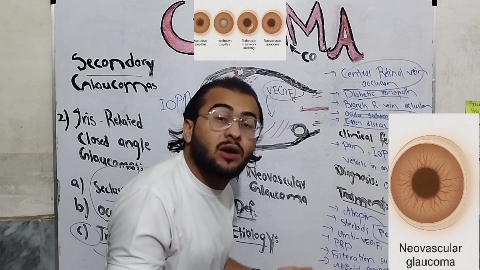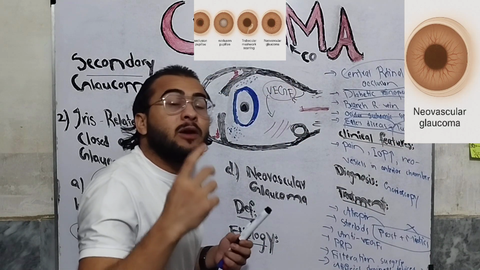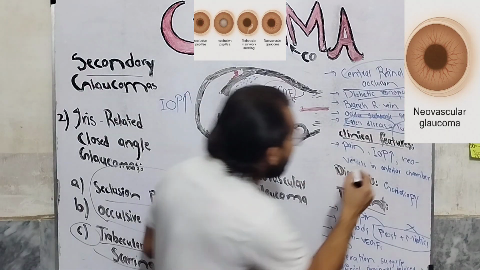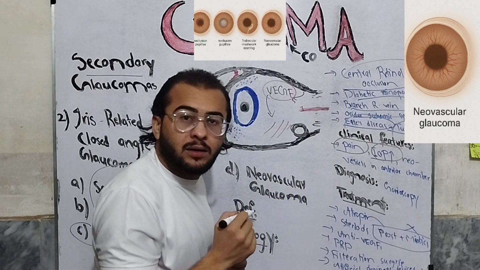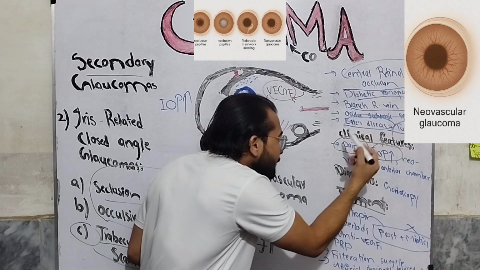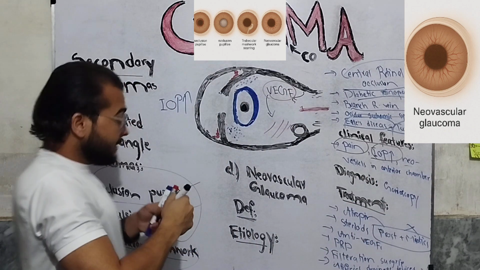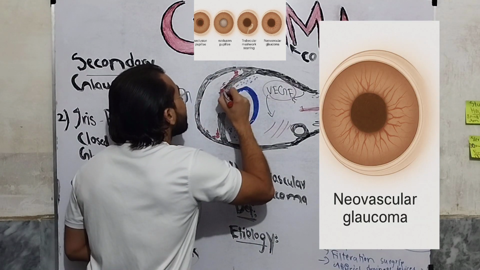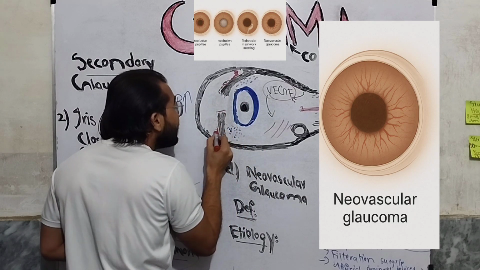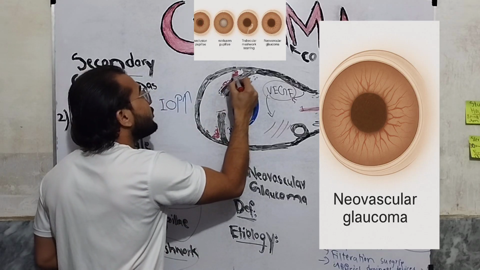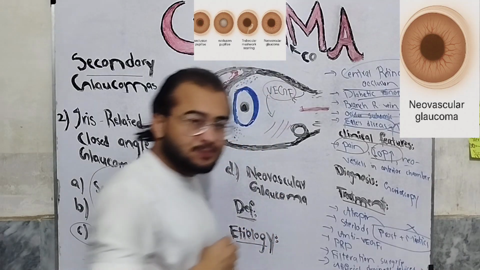How will the patient present to us? What are the clinical features? We will have increased intraocular pressure, but it will be a painful glaucoma. Plus we will have new vessels. There will be new vessels on the iris, on the margins of the pupil, and there will be new vessels in front of the trabecular meshwork. So these are the clinical features.